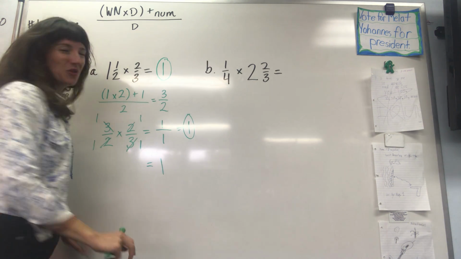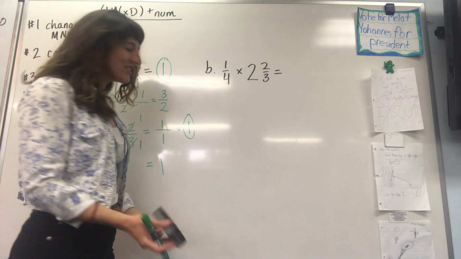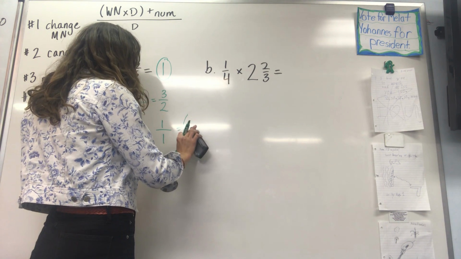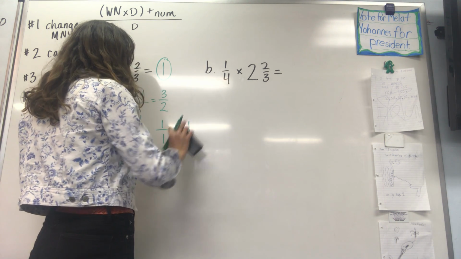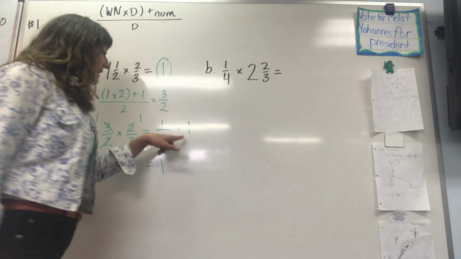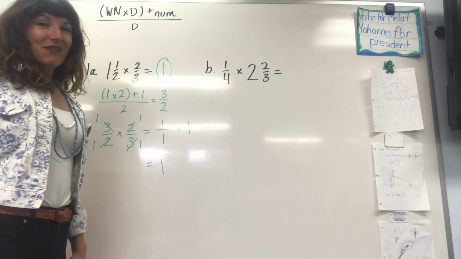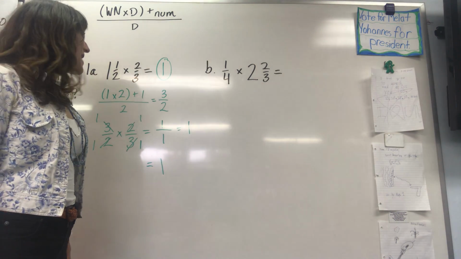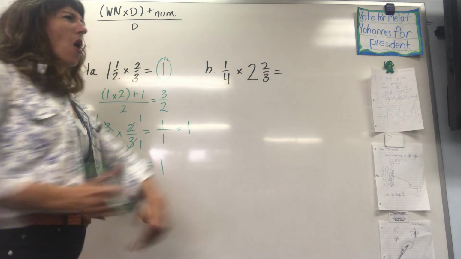No, don't circle 2 of them. You know how I don't like it. I don't know why I just did that. Don't circle 2 of them, Miss Caitlin. Just place your answer that you found right over there. Give it a big circle. 1 1/2 times 2/3 equals 1.